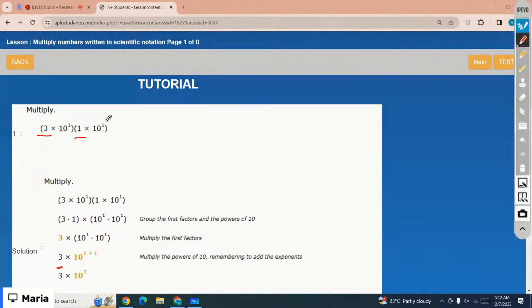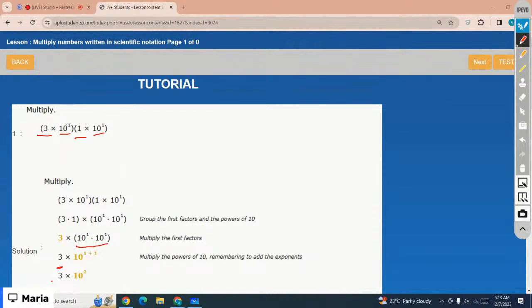And for the exponents, both are powers of 10. They have the same base, right? So when you multiply exponents with the same base, you need to add their exponents, right? This is a very important thing when you multiply two exponents with the same base. 10 and 10, their base is the same, so you need to add their exponents. It would be 3 times 10 exponent 2. You have to add 1 plus 1, which makes 2, right?